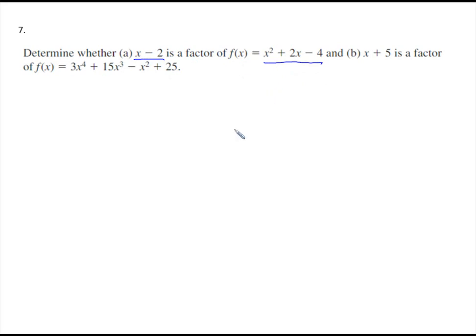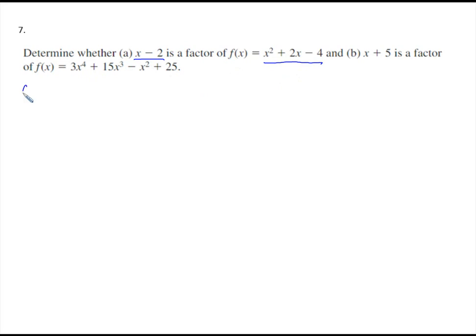So when you want to determine if a binomial in the form x minus c is a factor of some sort of polynomial, you want to use synthetic division. And what you want is to try and get a remainder of 0, or see if you get a remainder of 0. So let me do this example here.